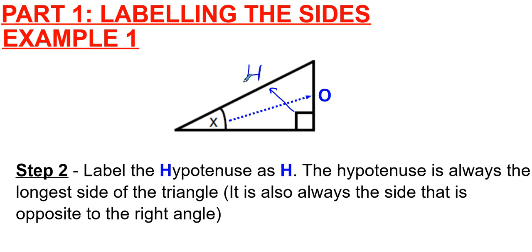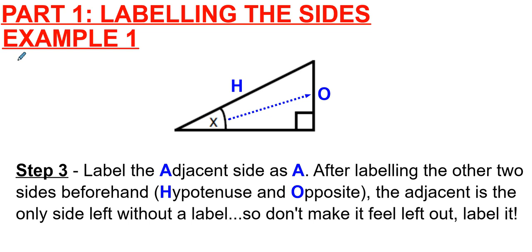Normally you can just tell by looking which is the longest side. If it's a badly drawn diagram though, it's always opposite to this square shape, which represents a right angle. And finally, the adjacent side, label that A. So I think the opposite and the hypotenuse are the easier ones to label. Just think of the adjacent as being the odd one out. It's the only side left now without a label. So don't make it feel left out, put a label on it. Here you've got O, H, and A.